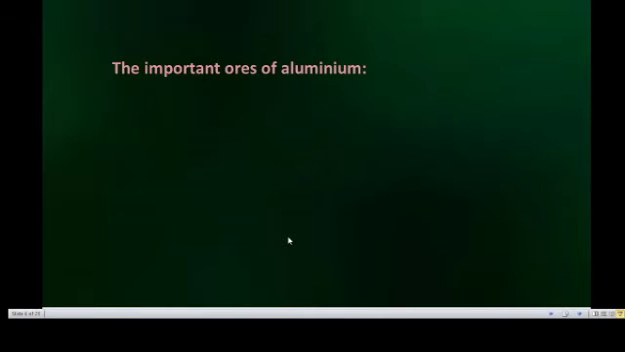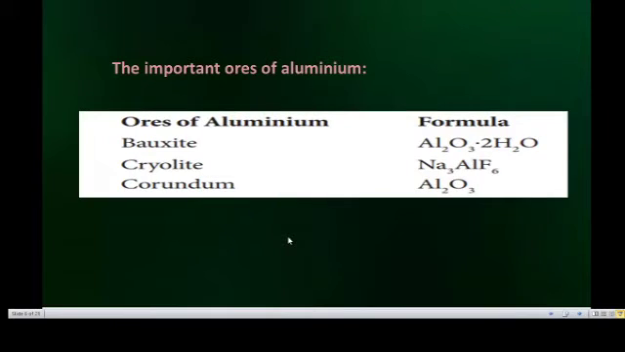The important ores of aluminium. What are the important ores? Bauxite, cryolite, and corundum. What is ore? The mineral from which a metal can be readily and economically extracted on a large scale is said to be ore. So aluminium has three types of ores: bauxite, cryolite, and corundum.